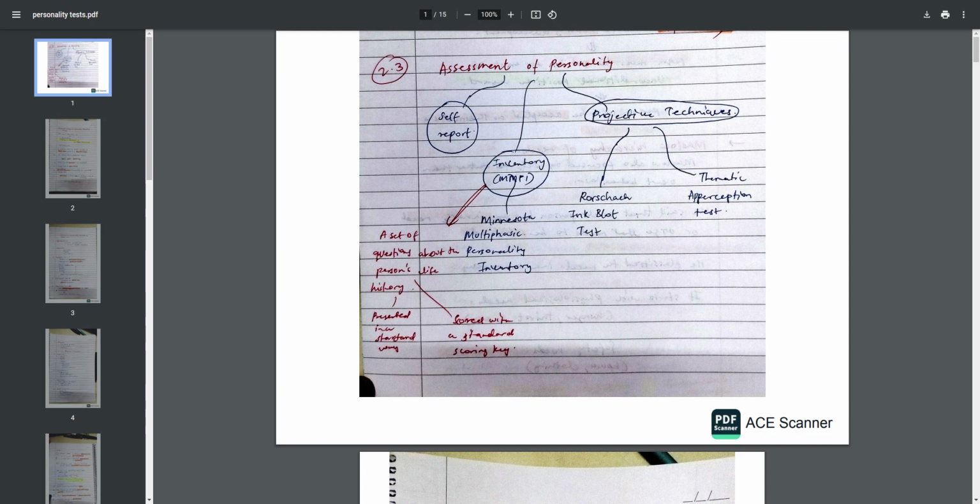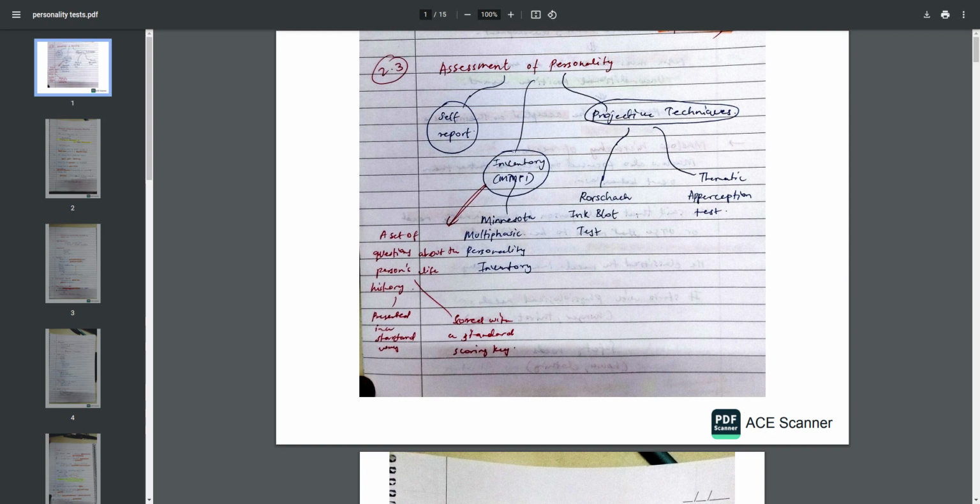Then projective techniques. It's a system which evokes certain responses in the subjects. The subject themselves will act out their unconscious desires, urges, and motivations, and this is done through creating imaginary characters and their actions as the subject's responses. So there will be imaginary characters made, and the subject has to say what this person will do and all.